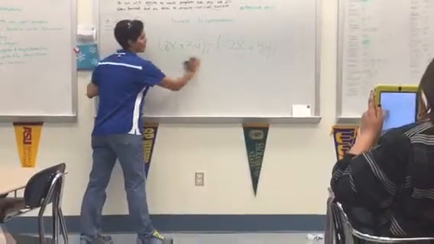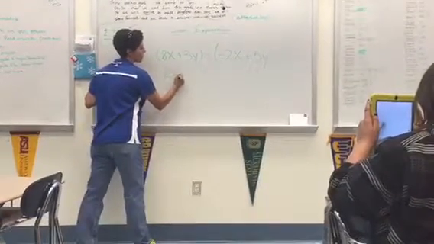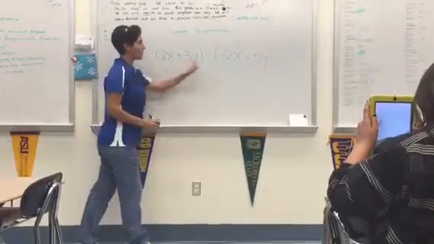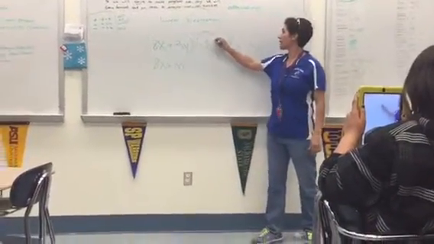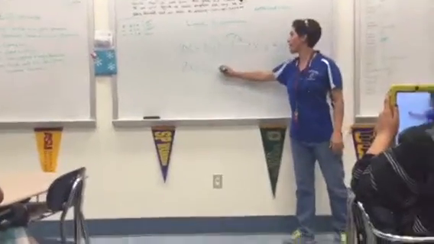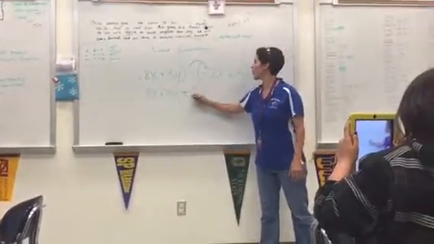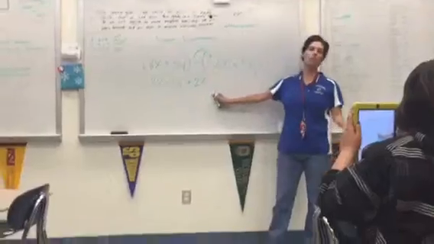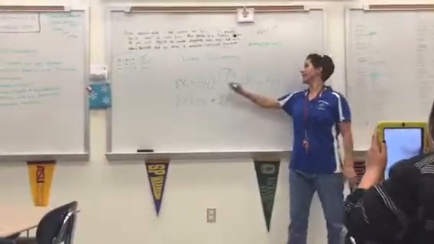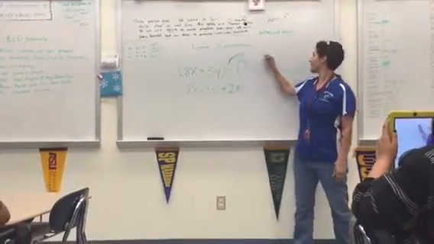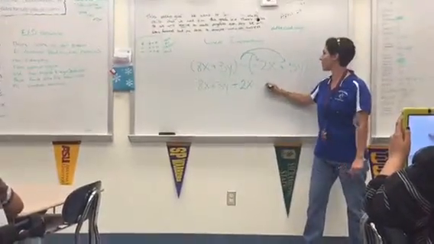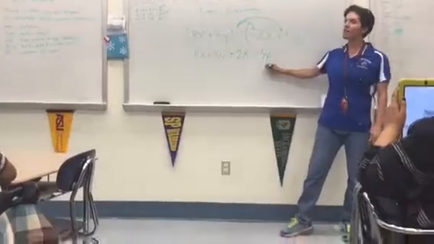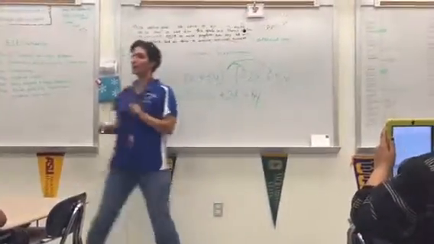This is positive, so it's going to be the same all the way through. This, I'm going to distribute this negative through. This is a negative times a negative, which is a positive 2x. This is a negative times a positive, which is a negative 5. Now, I'm combining like terms.